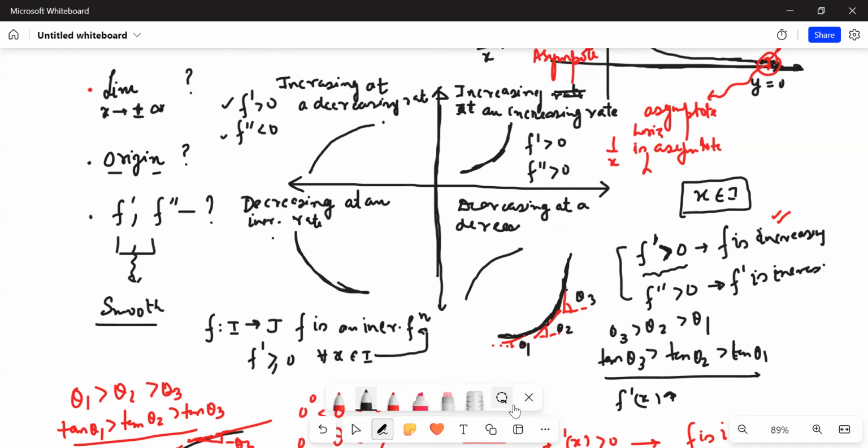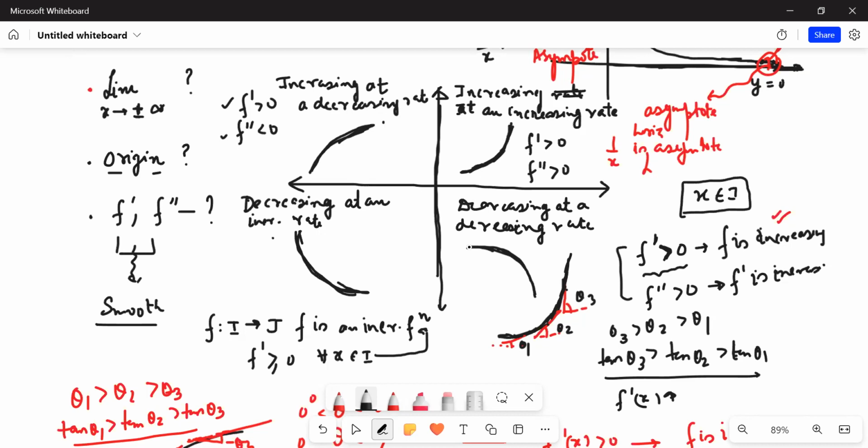Sorry, it has become decreasing at a decreasing rate. So what is decreasing at a decreasing rate? This will be like this. I hope these four curves you should keep in mind always. And this is how your basic curve sketching works. There's no other physics around. Just keep this in mind, that if you know these four curves, you will be able to plot any smooth graph I'm talking about.